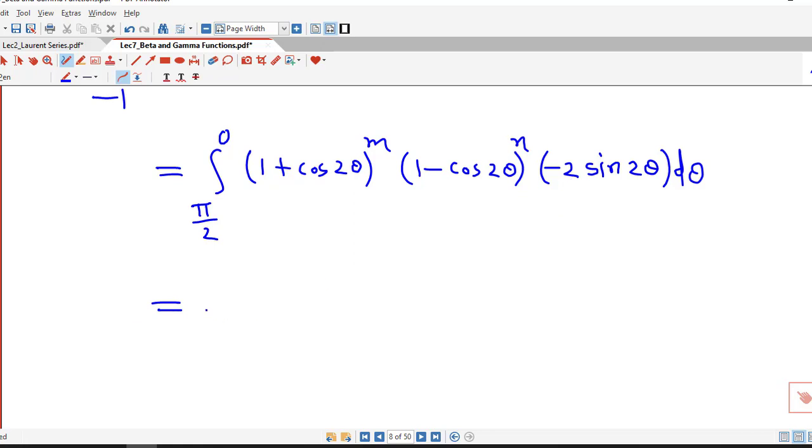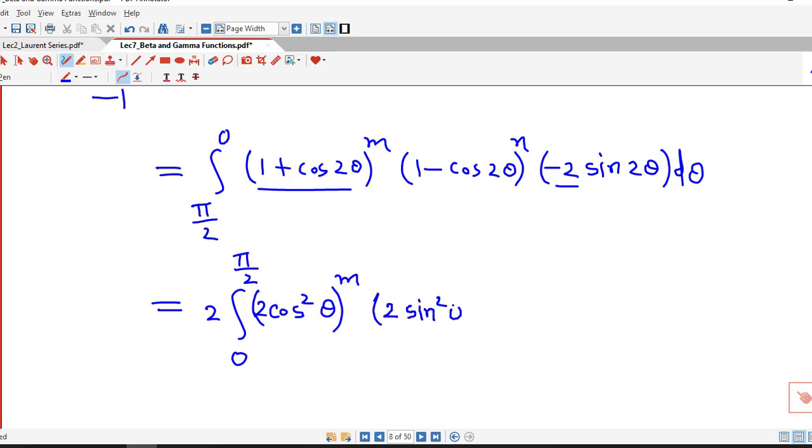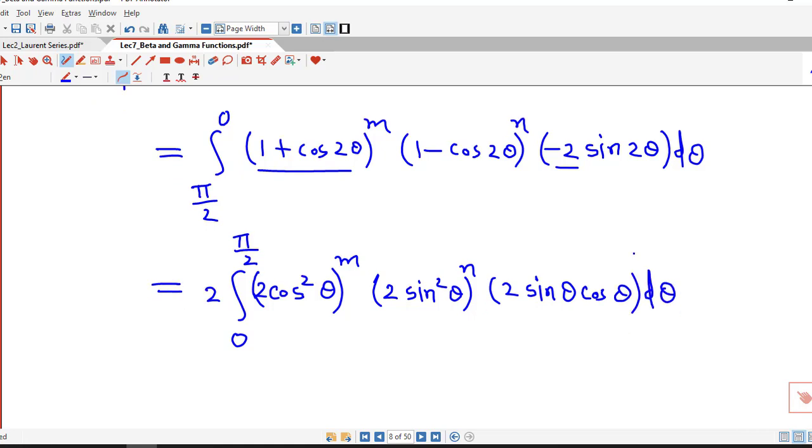Now due to this negative sign, we will interchange limits from 0 to pi by 2, and this 2 is independent of theta, so we can take it outside. 1 plus cos 2 theta is replaced by 2 cos square theta, a standard trigonometric identity. 1 minus cos 2 theta is replaced by 2 sin square theta, and sin 2 theta we replace by 2 sin theta cos theta, with the integral with respect to theta.